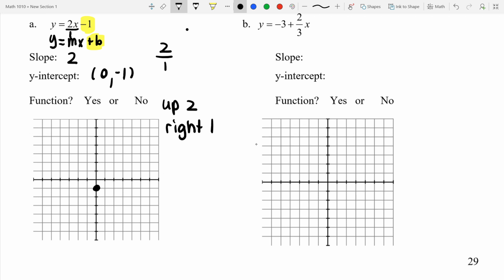Do I put my pencil at the origin, everybody, or do I put it on the dot? On the dot, right? So go to the dot, up 2, right 1. Do it again. Up 2, right 1. Do it again.